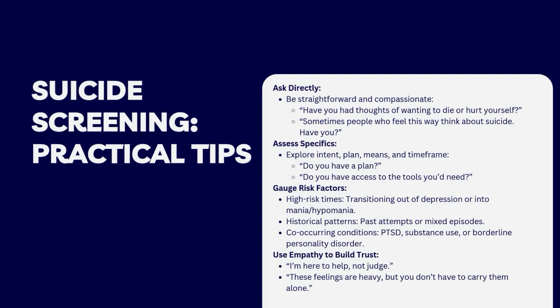You want to assess for specifics too. If a client indicates suicidal thoughts, follow up with questions to determine intent, plan, means, and time frame. Do you have a plan for how you would want to hurt yourself? Do you have access to the things that you would need to carry out your plan? And you also want to gauge risk factors. Pay attention to red flags like high risk times. Transitioning out of a depressive episode or into mania or hypomania often brings energy and impulsivity that increases risk. You want to look at historical patterns, so ask about past suicide attempts, particularly during depressive or mixed episodes, and co-occurring conditions. Consider PTSD, substance use, or borderline personality disorder, which elevates risk in clients with bipolar disorder.